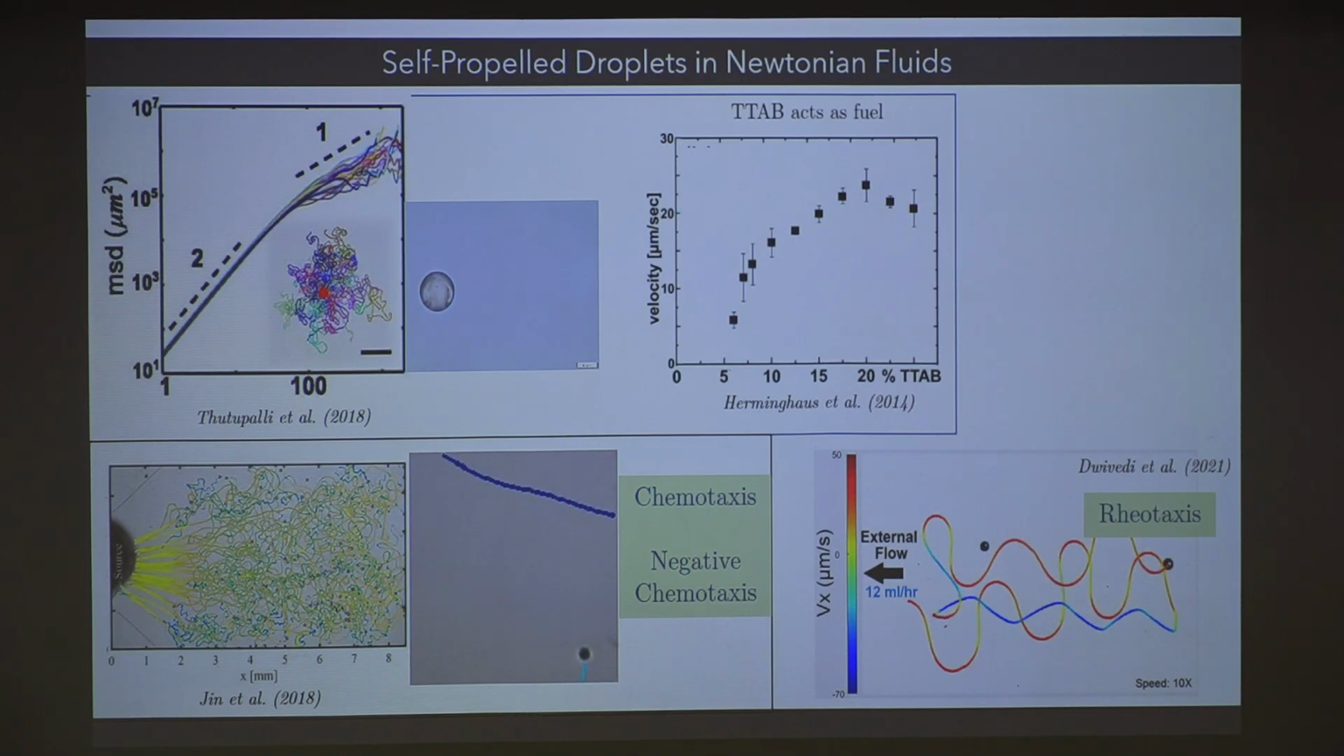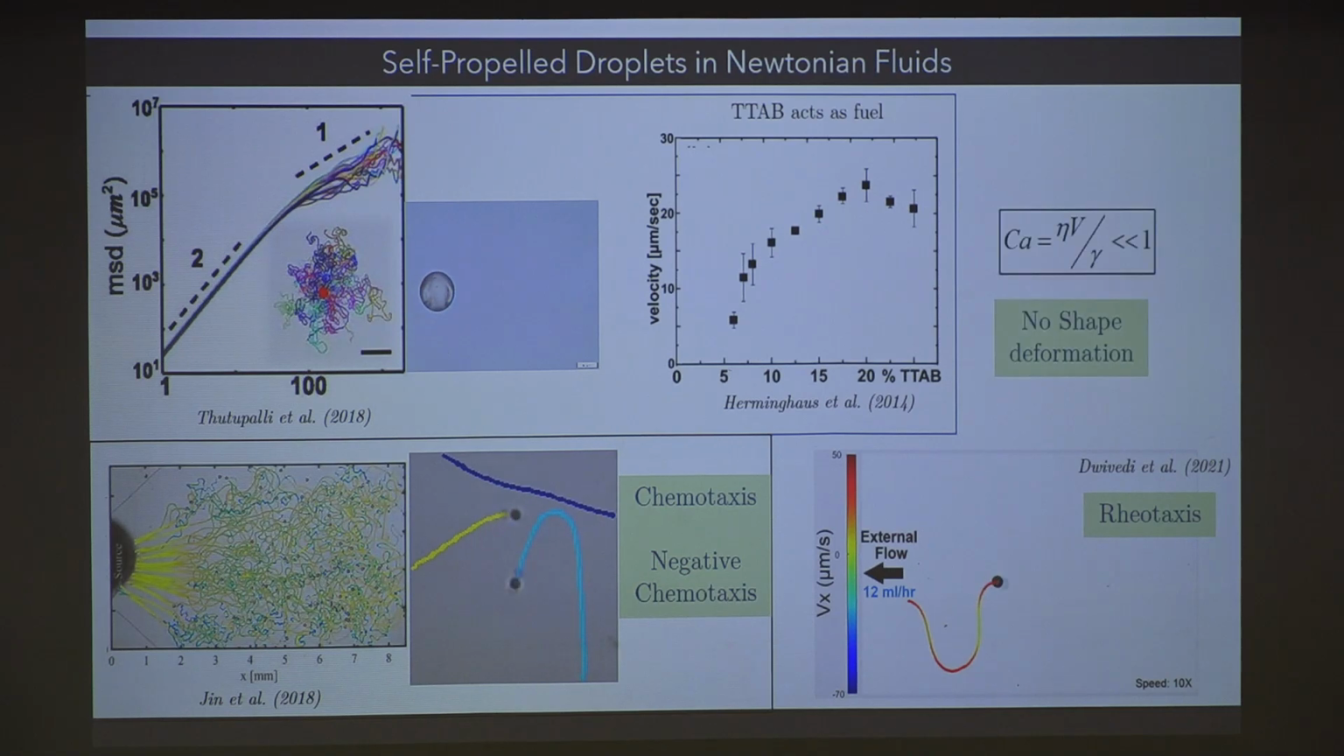In fact, we can go ahead and trap the droplet at a particular location also by just adjusting the external flow rate. In all these behaviors that I just talked about in Newtonian environments, we are talking about capillary number which is typically very low, so we do not observe any shape deformations. So droplets maintain their spherical shape.